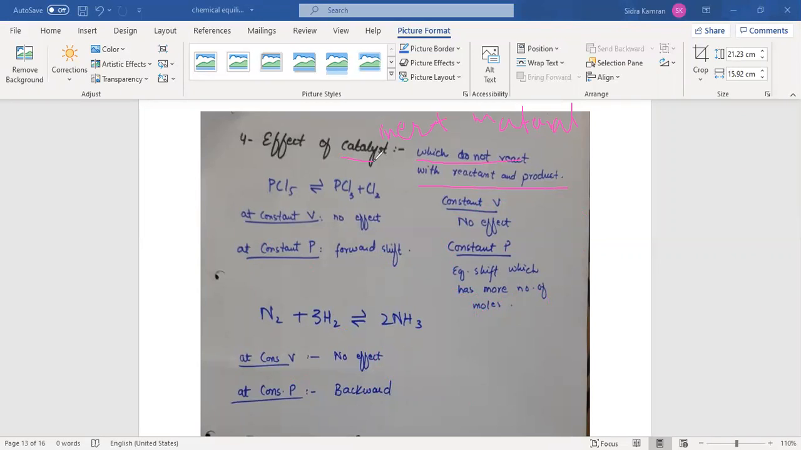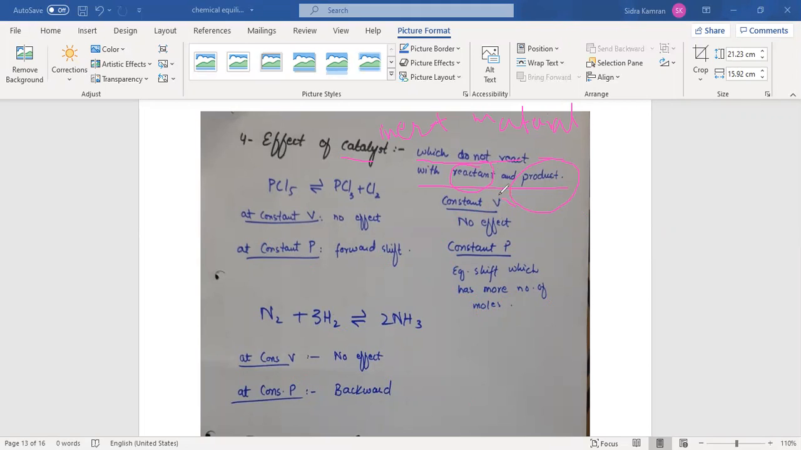They do not react with the reactants and products. They do not make any change in their concentration. So we are going to discuss the effect of catalyst. The effect of a catalyst is just that it increases or decreases the reaction rate by lowering the activation energy.